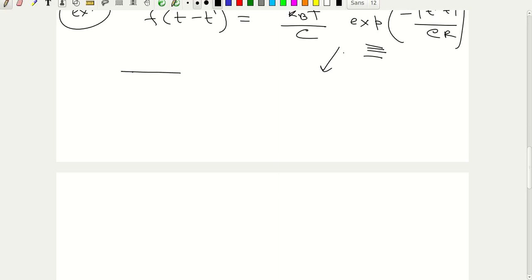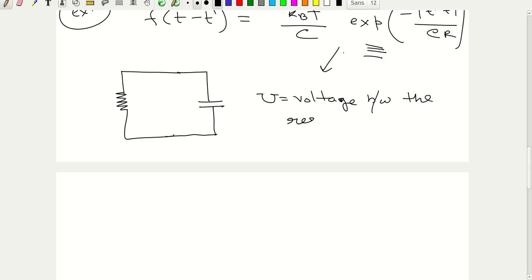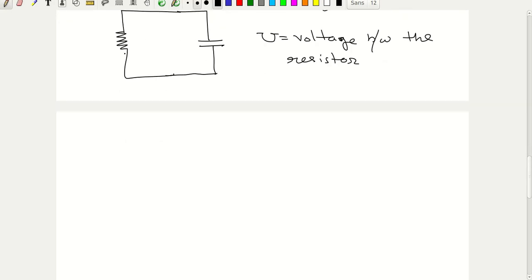Let's say you have a circuit like this, so here you have this resistor and here you have this capacitor, and let's say U is the voltage across the resistor. You know that the electric voltage is generated by thermal fluctuation in every resistor. This is the resistor, this is the capacitor, and here the current is flowing. If you write the Langevin equation for this, first write the Hamiltonian: the energy by k_B T, and this circuit has energy half C U squared by k_B T.